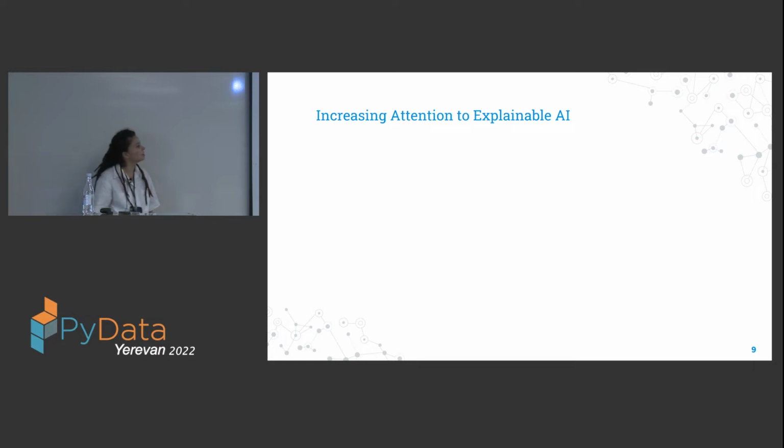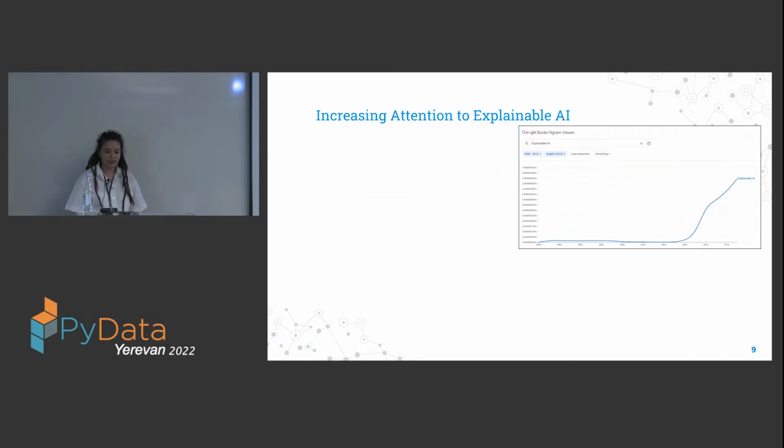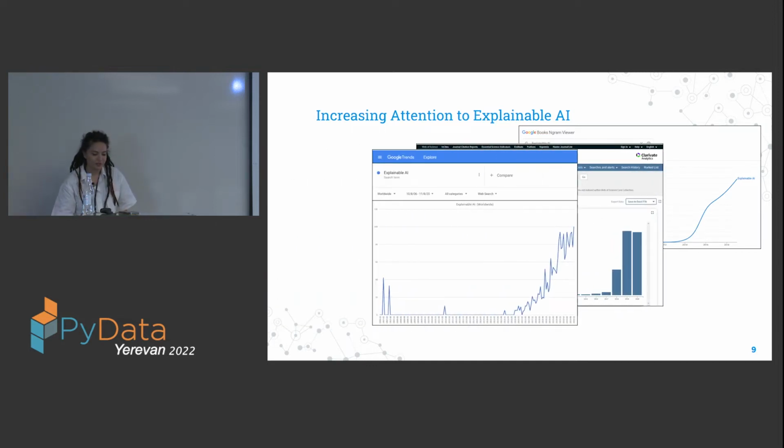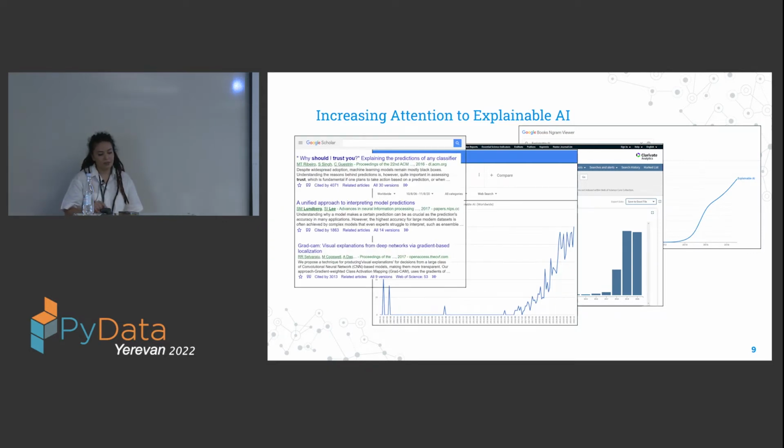Let's have a look at some statistics. I did a basic search in Google Books Ngram, and also a search in Web of Science and Google Trends. From all of these graphs, we can see that attention towards explainable AI started increasing from 2015. Moreover, the papers that mention explainable AI techniques are getting published in really good journals and getting high citations, around 4,000 to 8,000 in just 4 years.